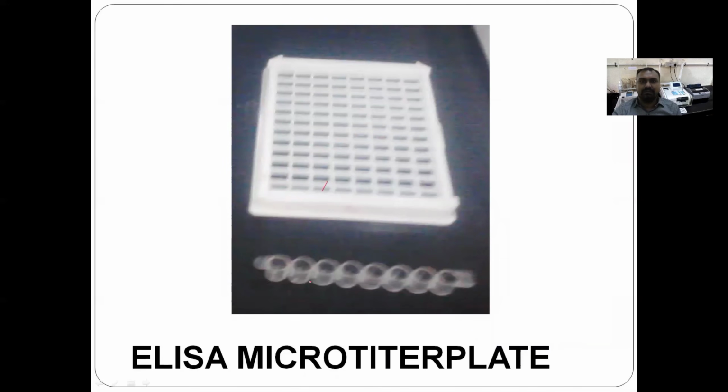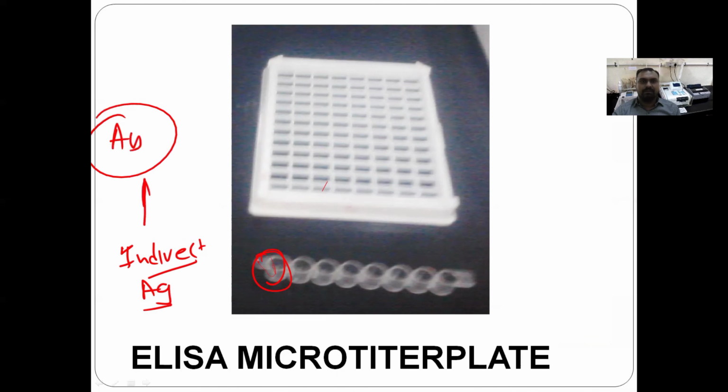This is a microtiter plate, and these are the wells. Suppose it is indirect ELISA: in indirect ELISA, the well is coated with the antigen, and we detect the antibody. In sandwich ELISA, the well is coated with the antibody, and we detect the antigen. In case of competitive ELISA, the well is coated, and when we add the labeled and unlabeled antigen, we get the results. So this is how the well looks like.